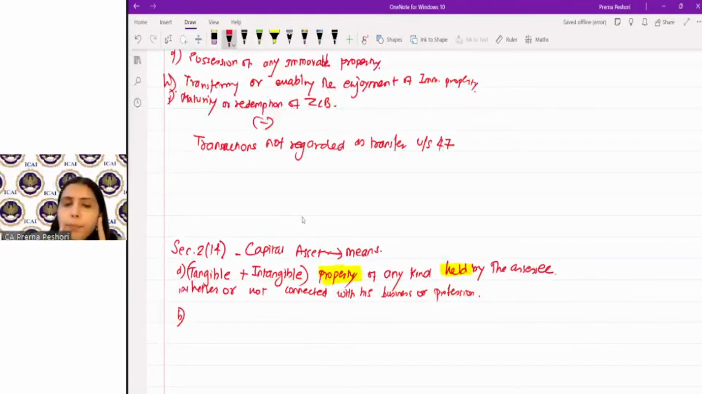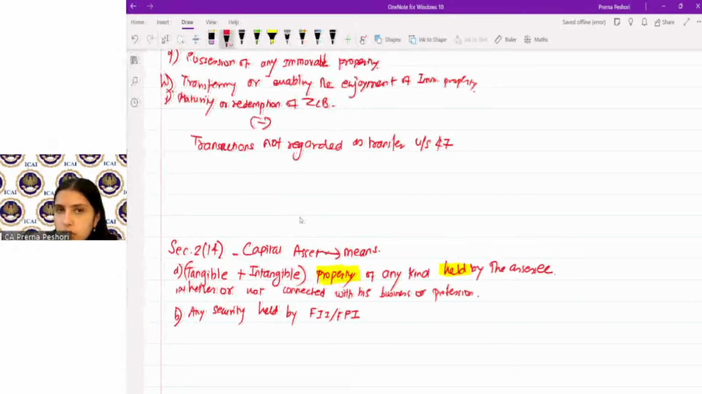For the foreign portfolio investors, FPI, or foreign institutional investors, FII, any security held by FII or FPI is always a capital asset. So for an FPI or FII, even if he is trading in the securities, even if it's their business to deal in securities, still that would be considered as the capital asset. Are we clear? That would be considered as the capital asset. So any security held by FII or the FPI.